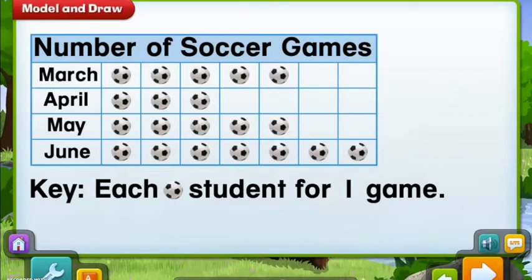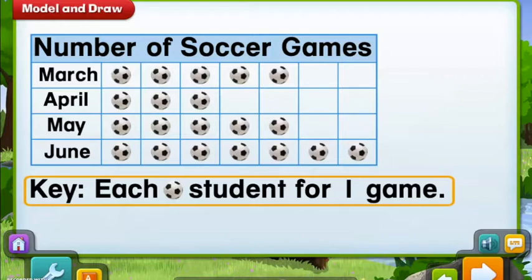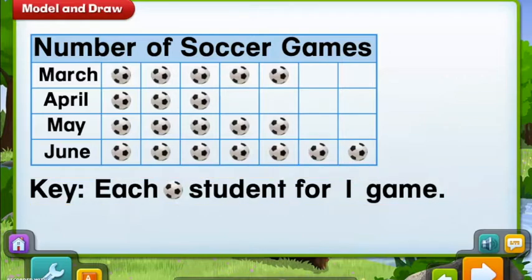A picture graph uses pictures to show data. A picture graph has a title that tells you what the graph shows. This picture graph shows the number of soccer games played in the months of March, April, May, and June. A key tells how many each picture stands for. In this picture graph, each soccer ball stands for one game. You can find the number of soccer games played in a month by counting the soccer balls. In March, there were 1, 2, 3, 4, 5 soccer games.